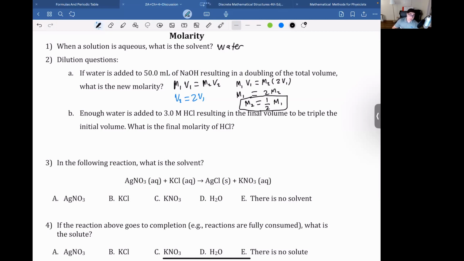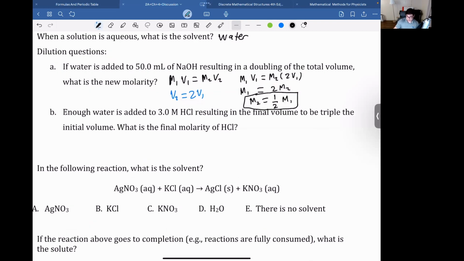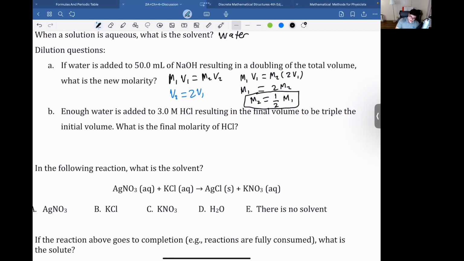For B, it says enough water is added to 3 molar HCl, resulting in the final volume being triple the initial volume. What is the final molarity of HCl? So we're going to use M1V1 equals M2V2 again. Great. So we start with our equation. Any dilution, you're going to use this always. If you see any dilution, where you add something with some concentration to something else to dilute it, it's probably something with a dilution.